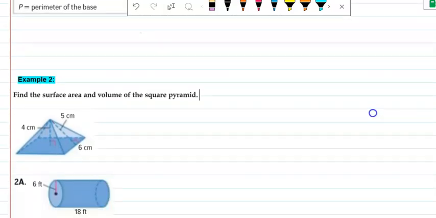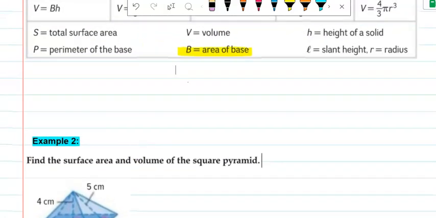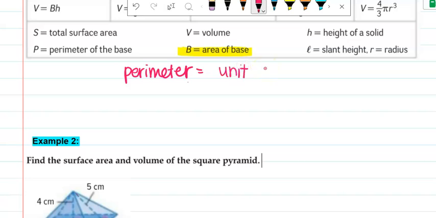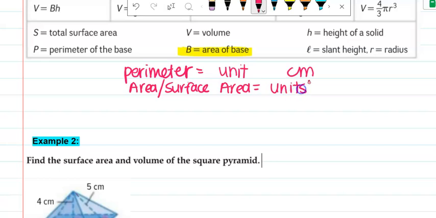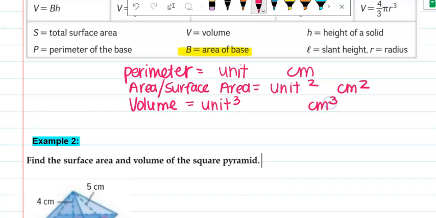Okay, so if we do an example like this, oh, the other thing I wanted to show you is that if we're talking about perimeter, this is just going to be whatever the units are that we have. So like if it's centimeters, it's just going to be centimeters. Our area or our surface area, anything to do with area, is going to be your units squared. So this would be like centimeters squared. And then volume is units cubed. So our centimeters cubed.